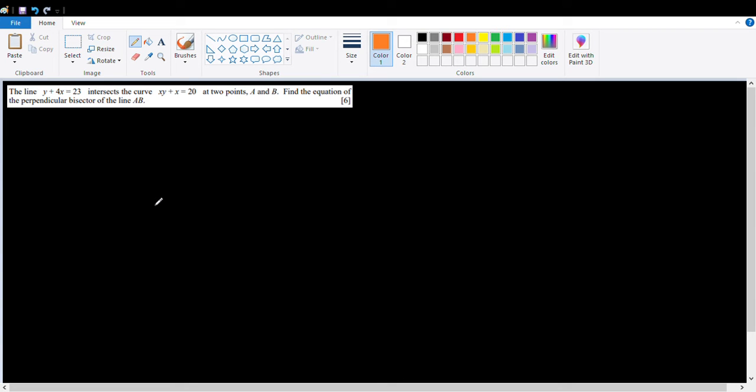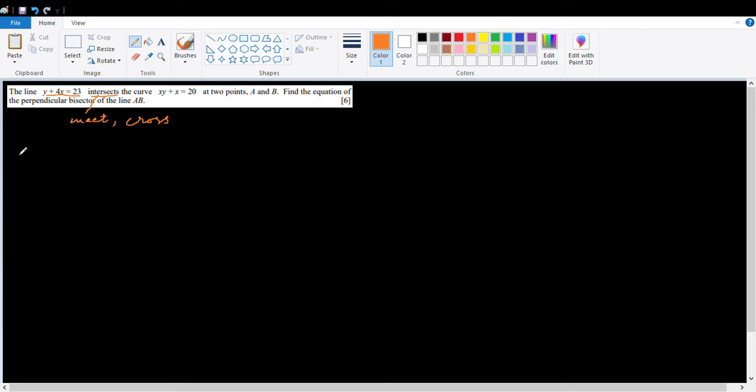So students, this is a question of coordinate geometry. This question is: 4y plus 4x is equal to 23 intersects the curve. This word is very important, intersects. Alternate words for this are meet or cross. If these types of words come, you solve these two equations.